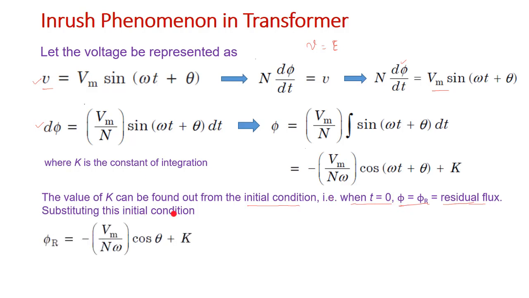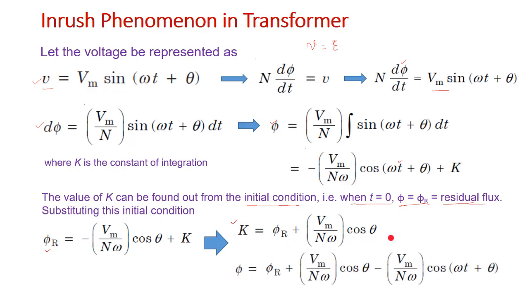So, substituting this initial condition, if we substitute t equal to 0 and phi equal to phi r, we will find that phi r equals minus of Vm by n omega cos theta plus k, and from this equation I can find k. So, k will be equal to phi r plus Vm by n omega cos of theta.